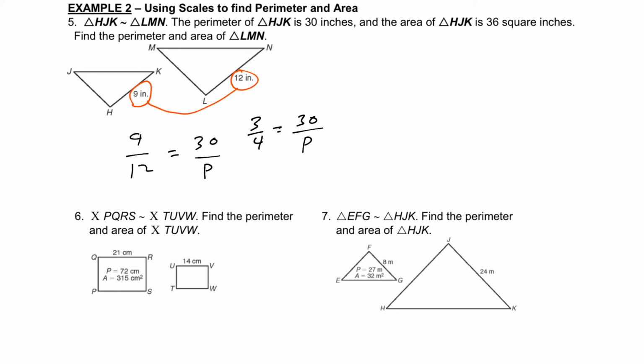Doing our cross products, we have 3 times P equals 4 times 30, which is 120. We'll divide both sides by 3. And we'll get the perimeter of our large triangle is equal to 40. And since the units in this problem are in inches, our perimeter would be in inches.